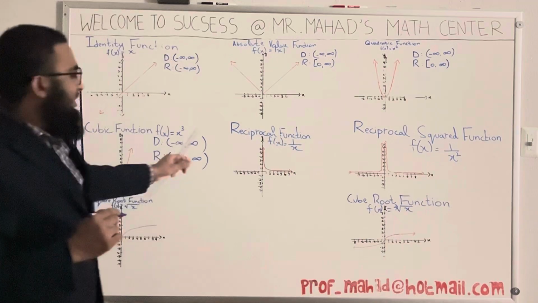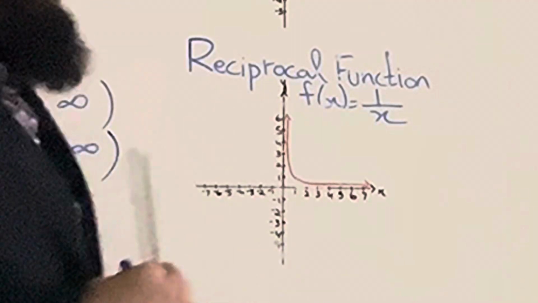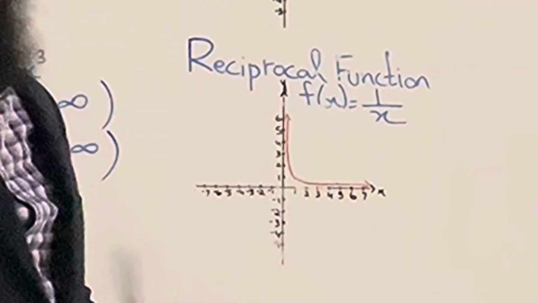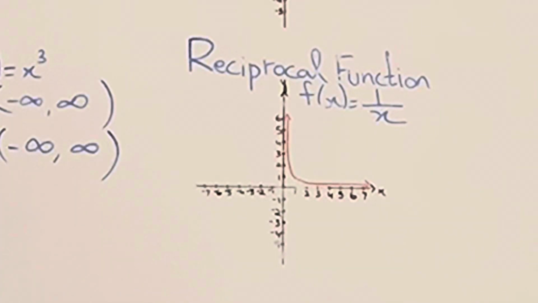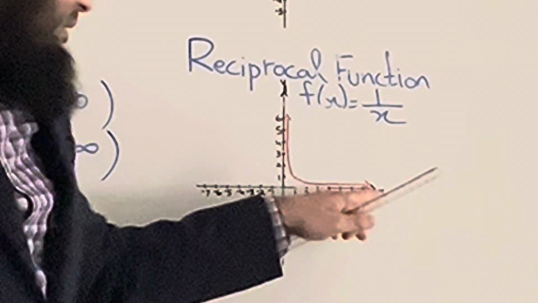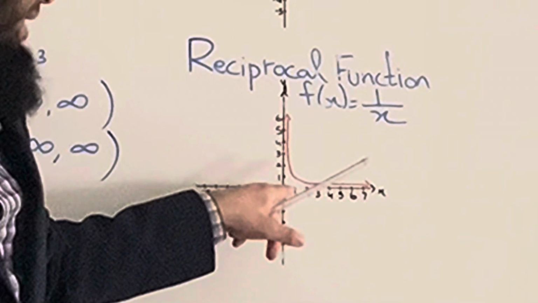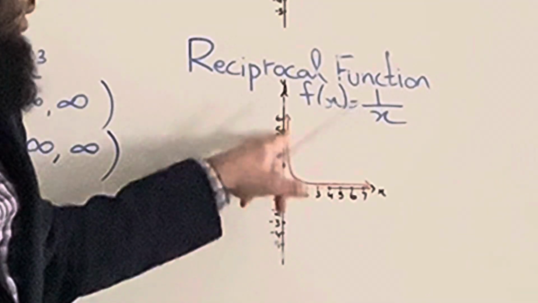Let's move on to the reciprocal, guys. Now, here's the thing. If you look at the function f of x is equal to 1 over x, if you remember, we have already discussed previously that whenever you have a fraction, the denominator will never be 0. Hence, you see here that although the domain does approach 0, it is never 0.